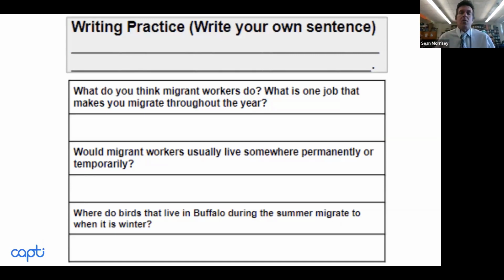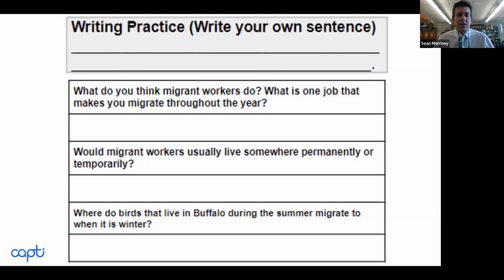What do you think migrant workers do? What is one job that makes you migrate throughout the year? So the kids are writing to respond with this. We could do a pair share. So maybe I have kids write to these 3 prompts. Then they share their answers with someone sitting next to them. Then maybe they rewrite if they didn't have something real, or maybe they didn't understand one, because their partners told them, ooh, this is a good answer. And then we'll share out as a class.